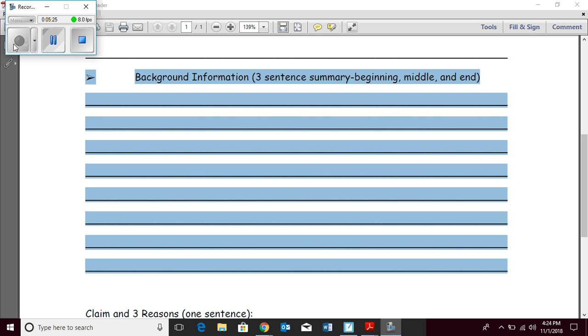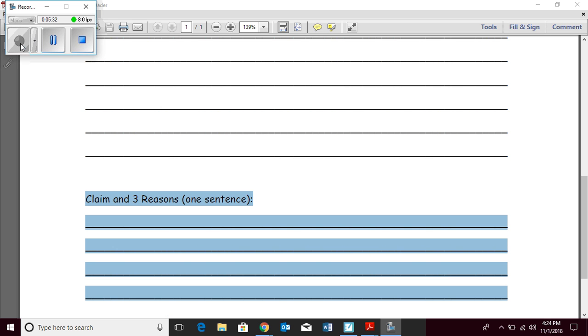Reviewing this section, you're just including 3 sentences about what happens in the beginning of the story, the middle of the story, and the end of the story. Then for the easiest part, you're just copying down your claim and 3 reasons from your yellow organizer.